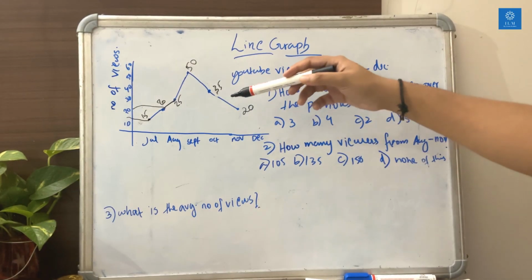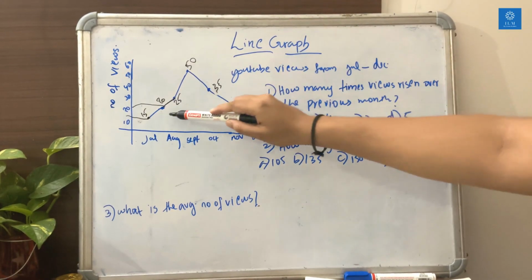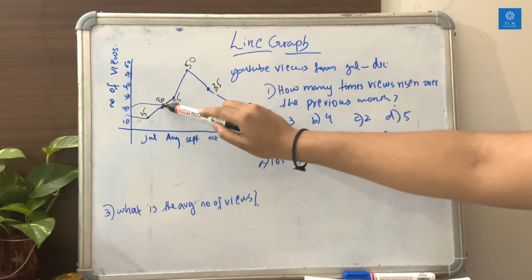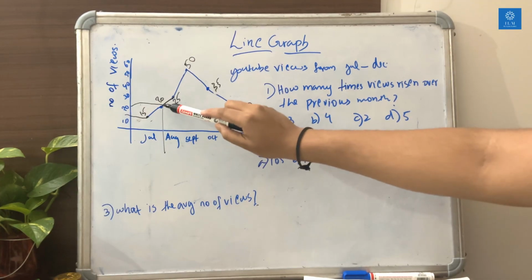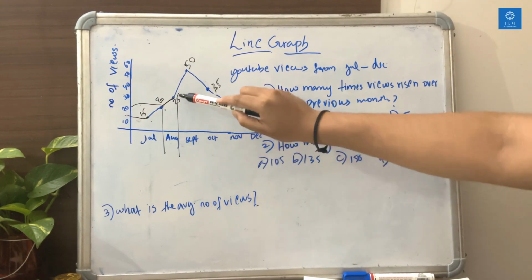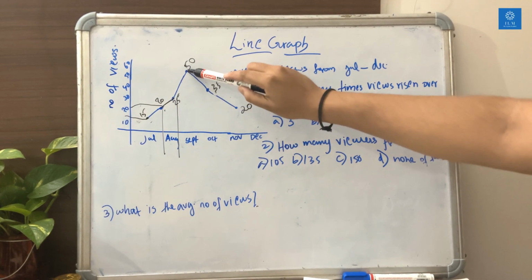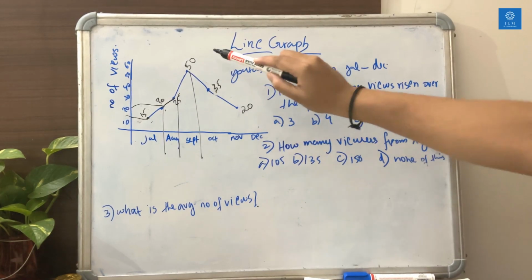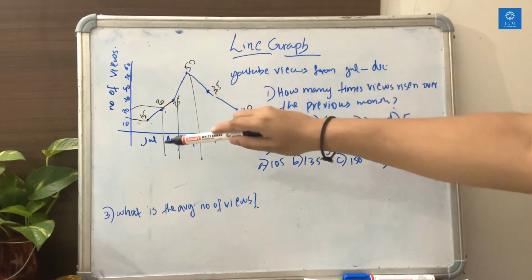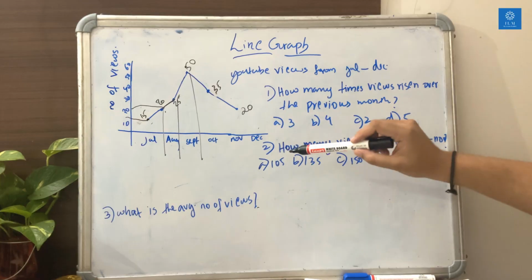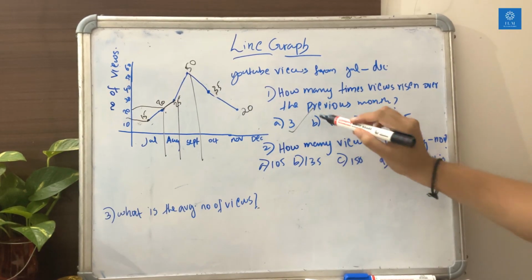Now we can answer how many times the views have risen over the previous month. Compared to the previous month, the views rose from 15 to 20, 20 is higher. 20 to 25, 25 is higher. 25 to 50, 50 is higher. So 3 times views are more than the previous months, but here it is declining, right? So the answer will be 3.